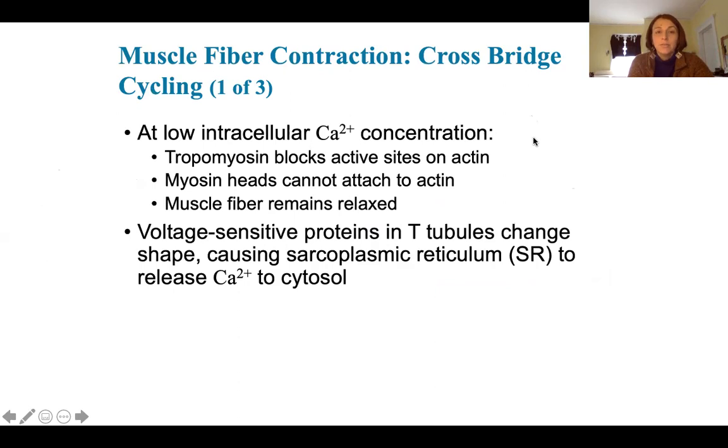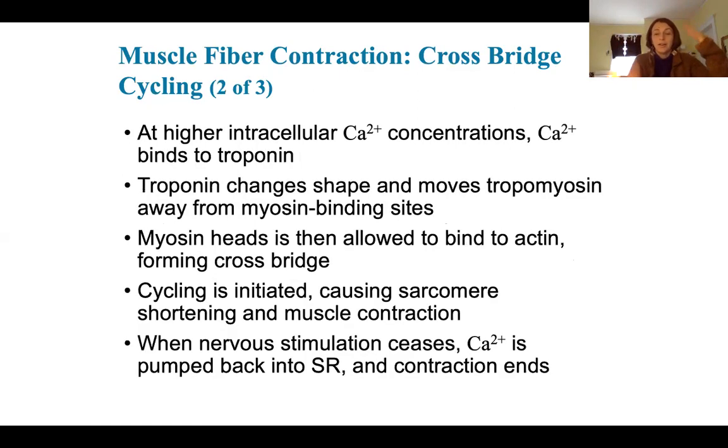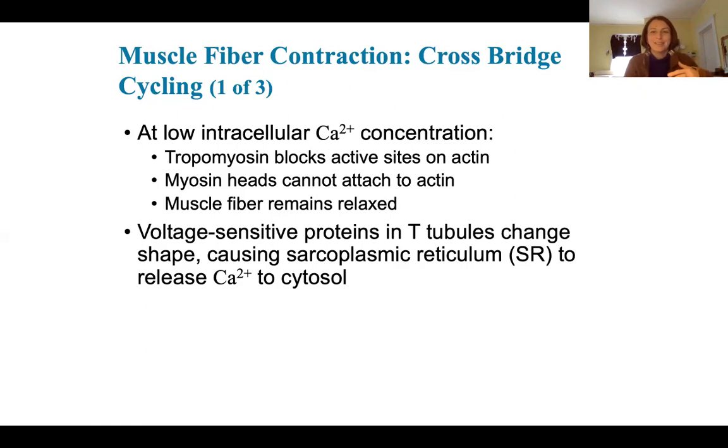Calcium is the signal, right? And when there's low intracellular calcium, the tropomyosin blocks the active binding sites of the actin, so the myosin head can't attach. So if what we're trying to do is cross-bridge cycling, in this time of low concentration, there's going to be no cross-bridge cycling. There's no area of attachment, so it just doesn't happen. I don't know. This is probably in some slideshow mode where it's going to just move forward without me. Okay, the muscle fiber remains relaxed.